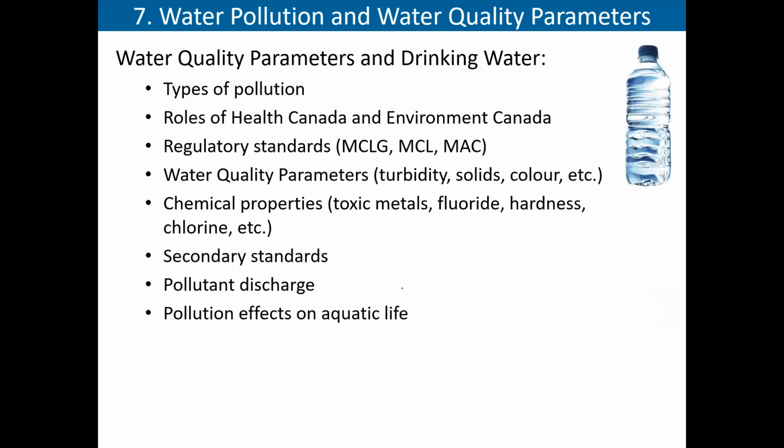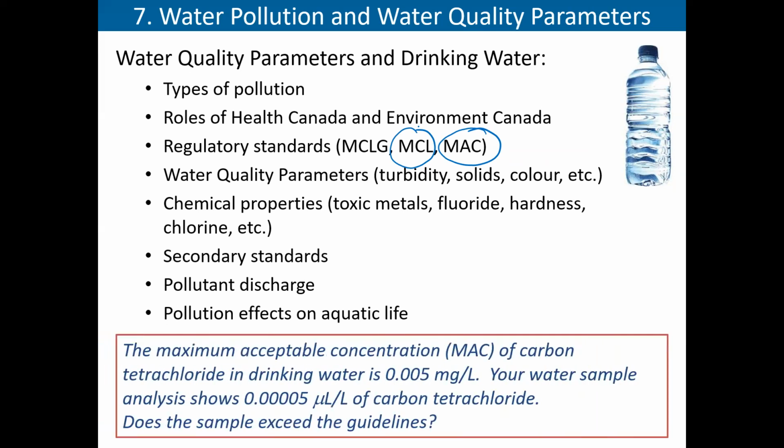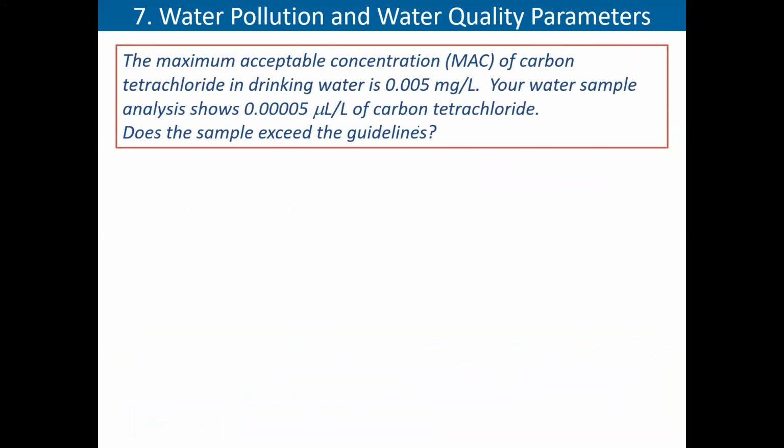Topic 7, water pollution and water quality parameters. So we talked about these MACs. Remember, that's the Canadian version of these things. MAC is maximum acceptable concentration. MCL, well, what does that stand for again? Maximum concentration limit or something? I can't remember acronyms. I'm never good at acronyms. So review this one here. Usually I'm going to throw in some sort of calculation that might look something like this, just to see that you actually understand the implications of what these are. I think I have this on the next slide, so we can take a look at that.